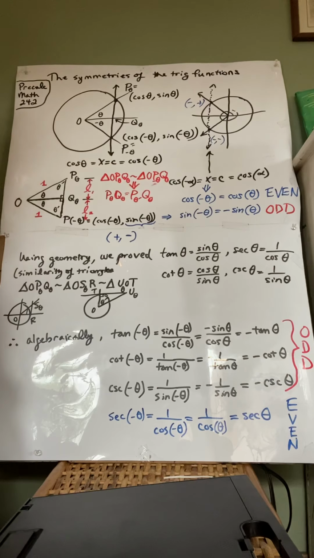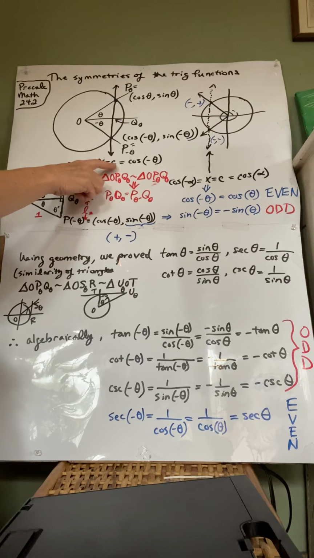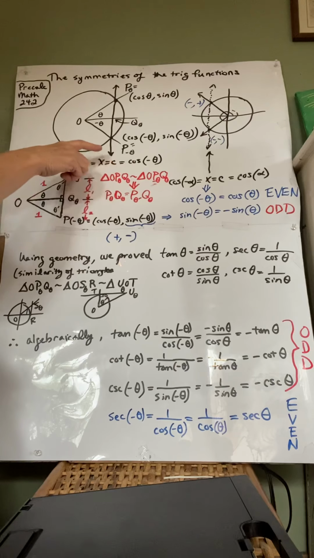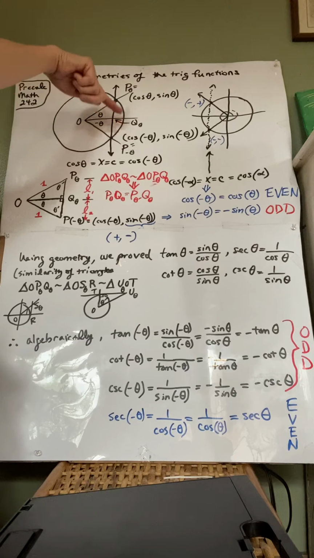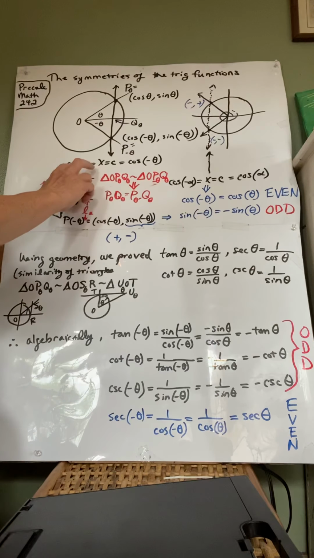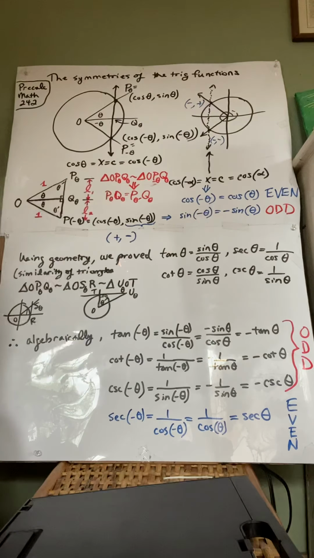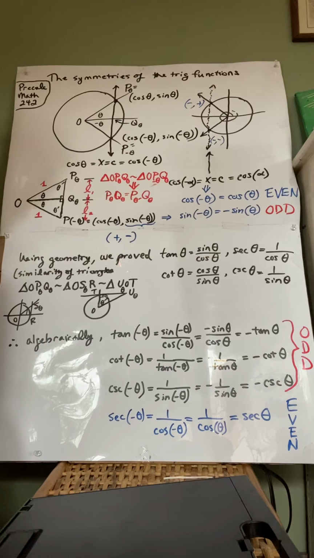So P sub theta and P sub minus theta land on the same vertical line with equation x equal to some constant, right? But by our definition, the x-coordinates of P sub theta and P sub minus theta we're calling the cosine of theta and the cosine of the opposite of theta. That's our definition of the cosine. So they all have to be equal to that same constant. Therefore, the cosine of theta is equal to the cosine of the opposite of theta.